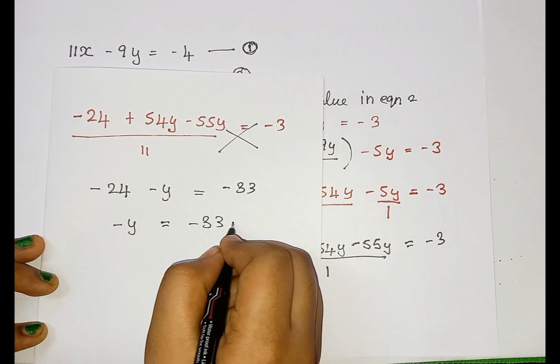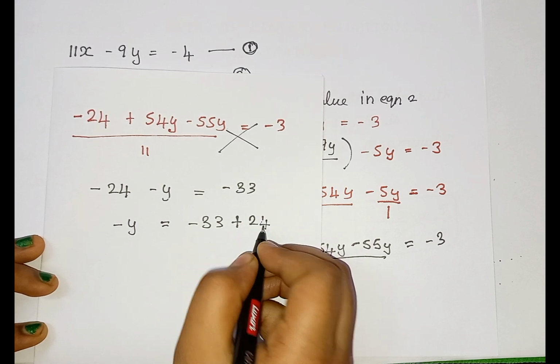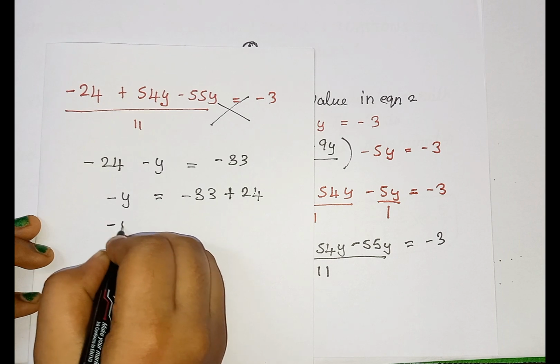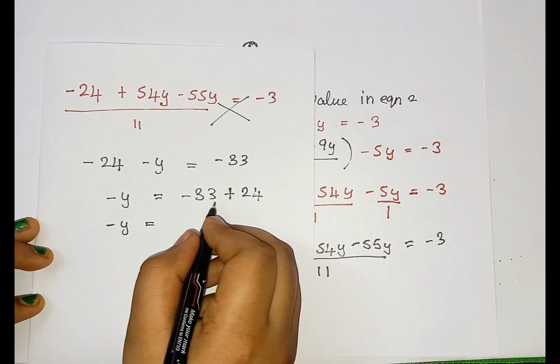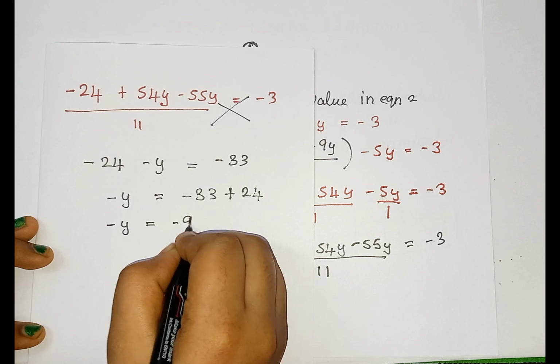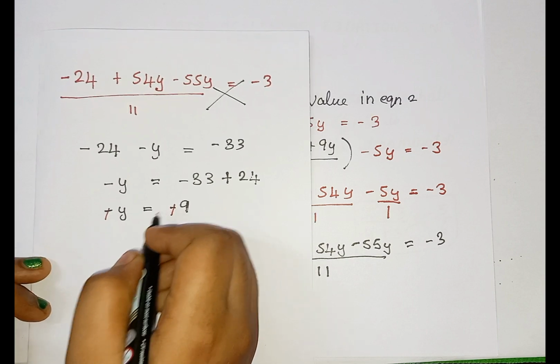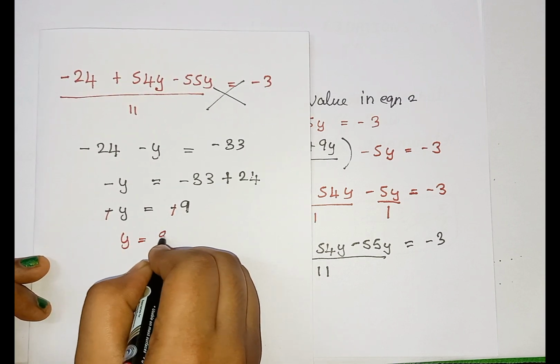When this minus 24 comes to this side, it changes into plus 24. And minus y is equal to, we are supposed to subtract it, we will get minus 9. Now we can cancel the minus sign. So now we got y is equal to 9.